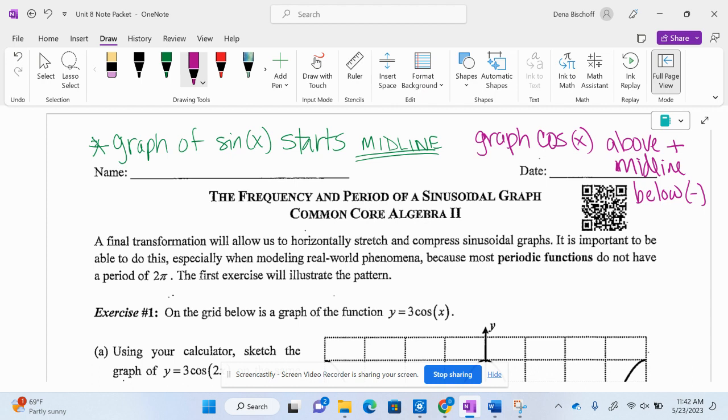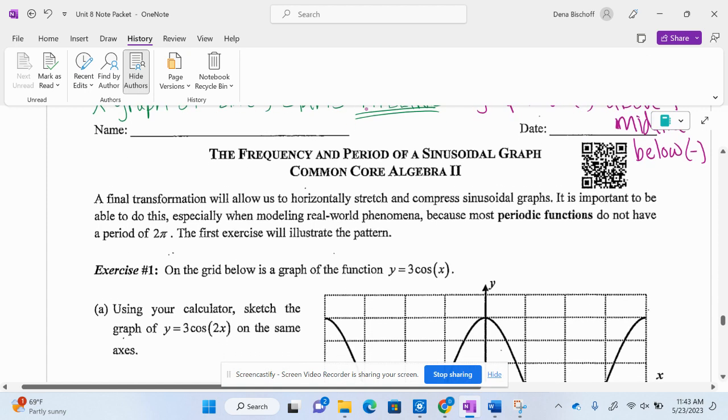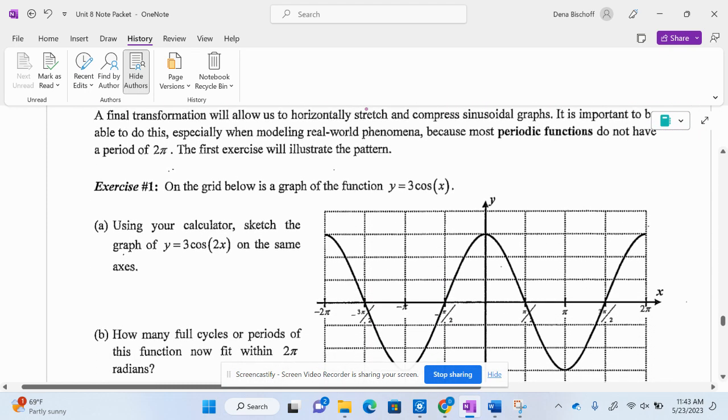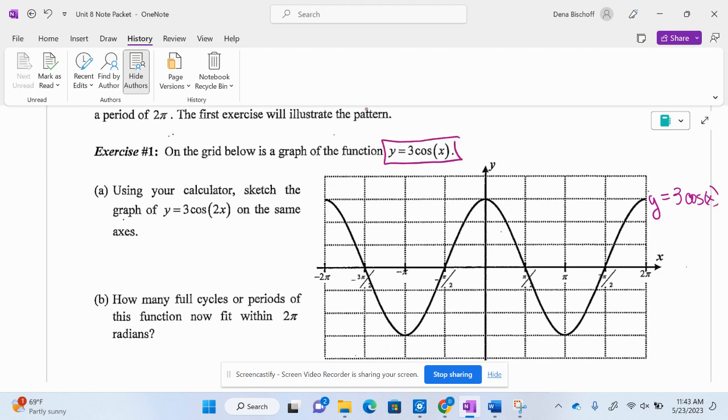Okay. So for this first example, today we're just going to talk about periodic functions or periods and frequency of a function. So this first graph that you see that's already graphed for you, this is the graph y equals 3 times the cosine of x. That's what this says right here. So let's just first of all talk about, what do you notice about this graph? What are some things that you notice?